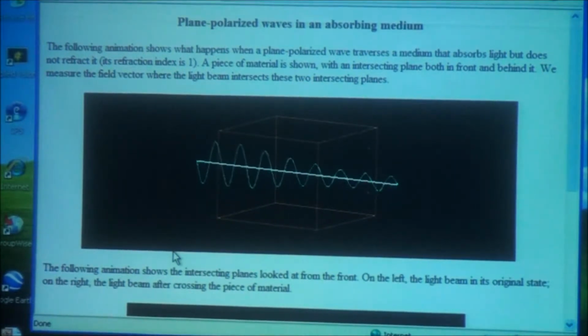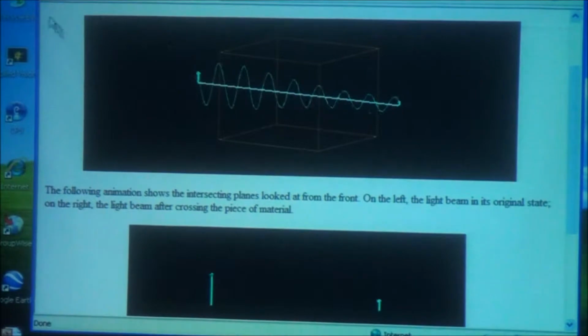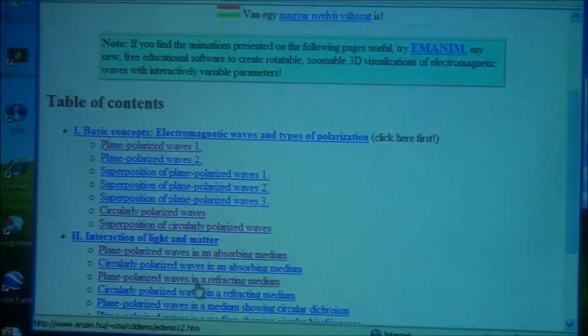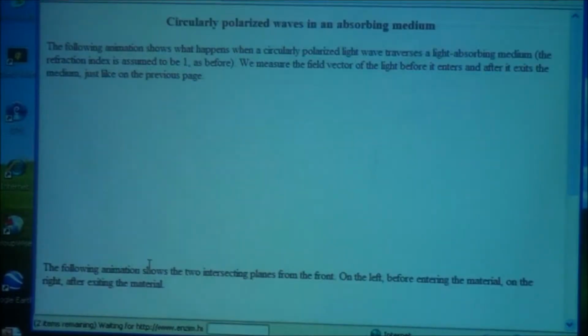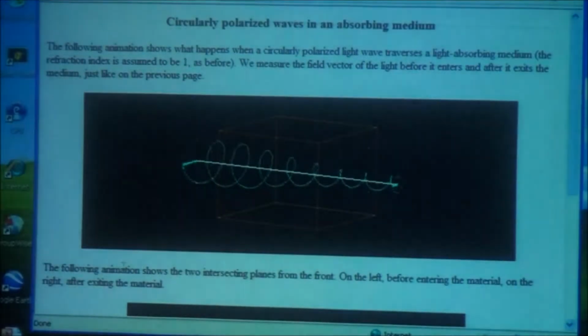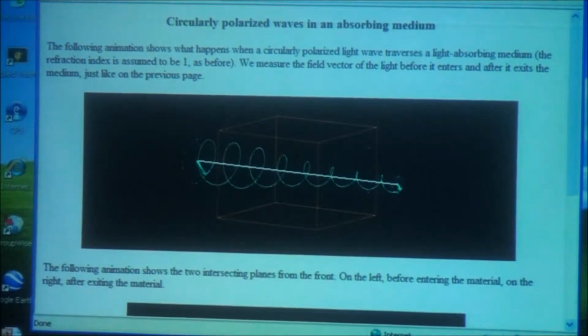Losing something. Do you see how it's taller when it first comes out and then it gets smaller? So this is showing light being absorbed. So light can be absorbed by matter. So the matter can absorb energy from light. That's an important property of light. Light can change, that's showing the corkscrew light and also in an absorbing medium.